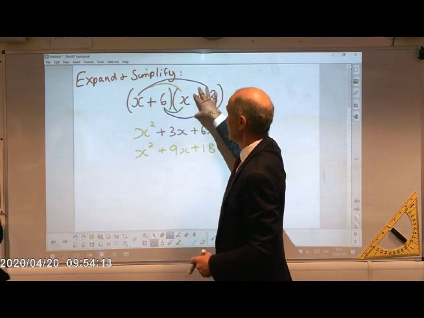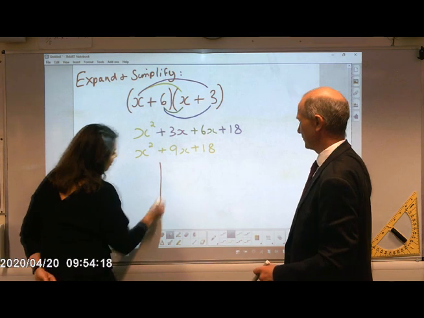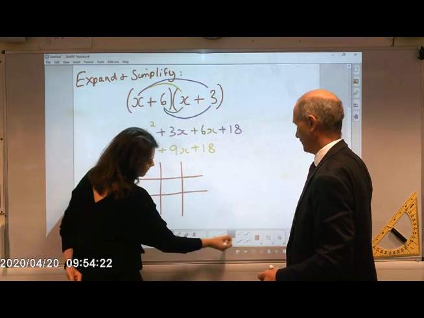Crab's claw or elf boots. I appreciate both analogies. I quite like them. I'm going to go with grid. That's my favourite way of doing this.